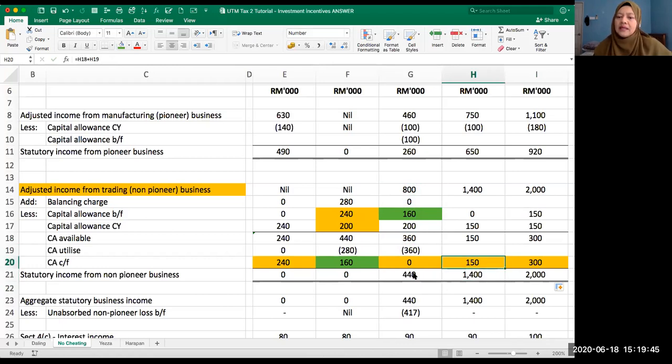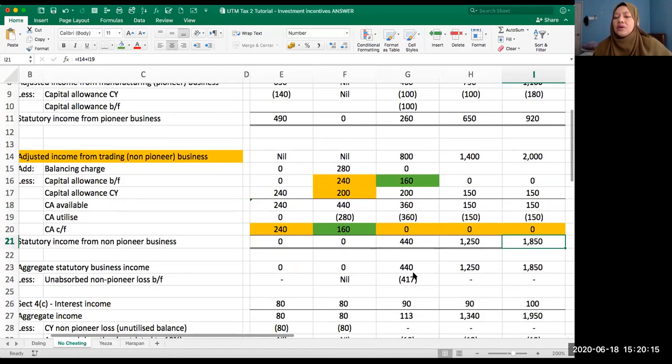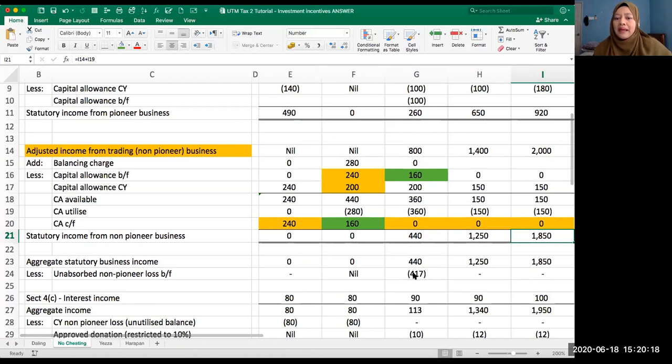Yes. Okay, so there's no more brought forward in the following year. Current year CA 150, how much you're going to utilize? 150 also. Okay, so there's nothing to carry forward. So you have 1250 as your statutory income. In the final year, adjusted income is 2000. Then you don't have any brought forward CA, but CA for the current year 150. How much you're going to utilize? Use everything, 150. So you get 1850 as your statutory income from your pioneer status.